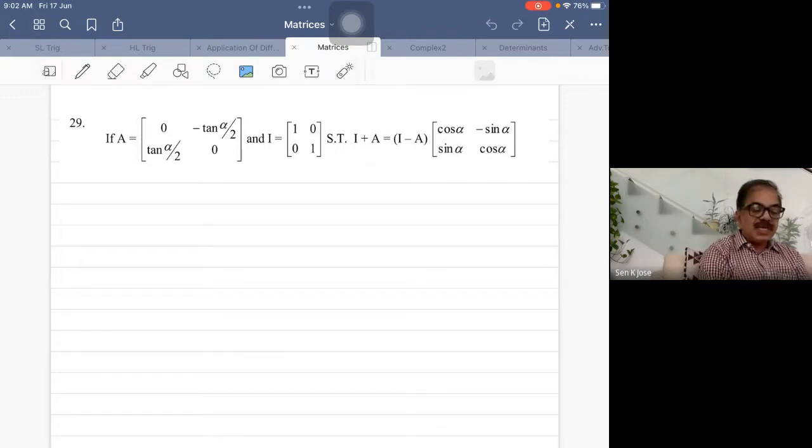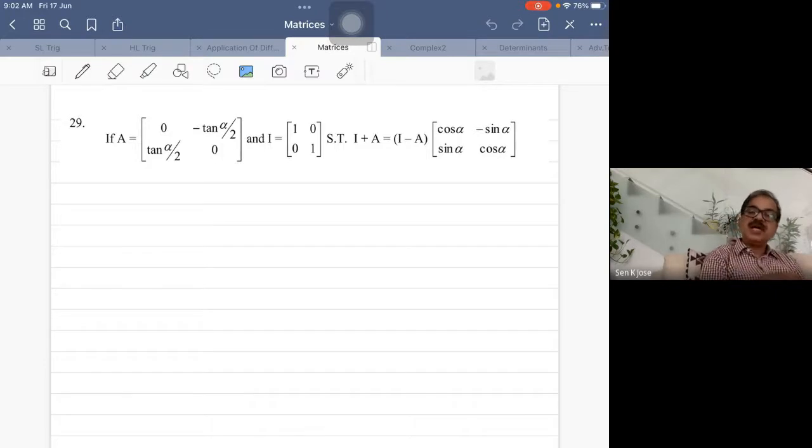There is a matrix A given to you, which is 0, minus tan alpha by 2, tan alpha by 2 and 0. Then I is equal to 1, 0, 0, 1. And your question is to show that I plus A, that's the left-hand side, is equal to I minus A into, then there is a matrix on the right side. So this is what we need to prove.